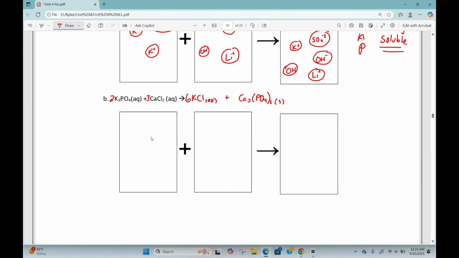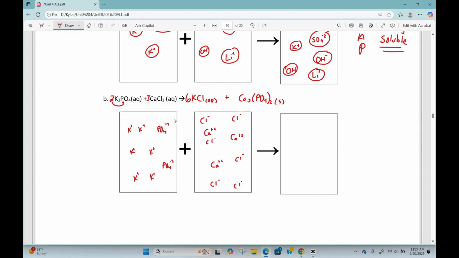So in this one, again, we do need to take into account our coefficients. So I'm going to be drawing 6 potassiums. And just for time, I'm going to leave the circles off. So 6 potassiums, and that 2 carries to phosphate. I'm going to show 2 phosphates. The next one, I'm going to show 3 calcium ions. It's important whenever you're doing an ion that we include the charges of the ion. So 3 calciums and then 6 chlorines. 1, 2, 3, 4, 5, and 6.